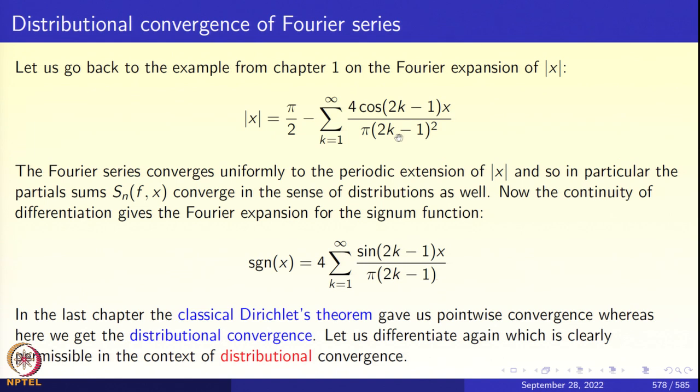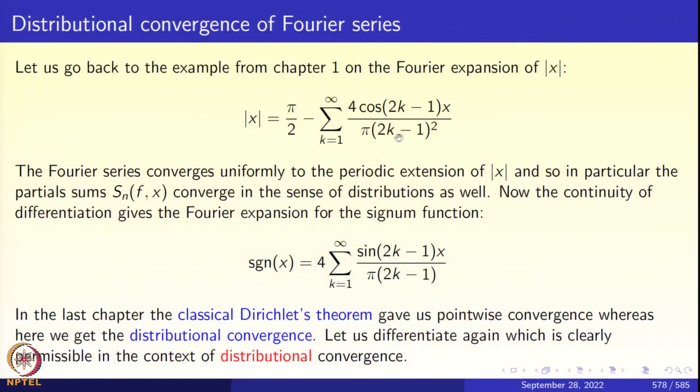Now let us discuss Fourier series again from the point of view of distribution theory. So in the very first chapter we talked about pointwise convergence, in the second chapter we talked about L2 convergence, in the third chapter we talked about Cesaro convergence, in the final chapter we talk about distributional convergence of Fourier series. So four different modes of convergence we are discussing. And the weakest one and the most useful one is here. So let us go back to one of those examples from chapter 1, the Fourier expansion of mod x, and that is displayed here in the slide.